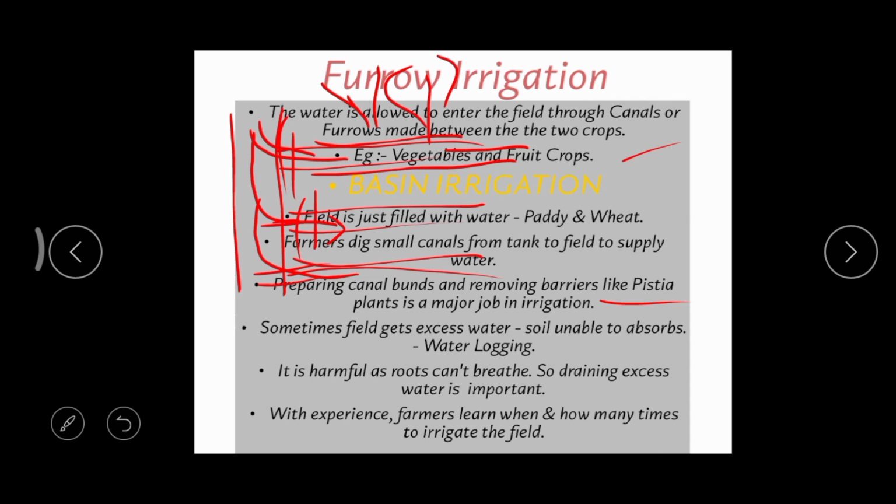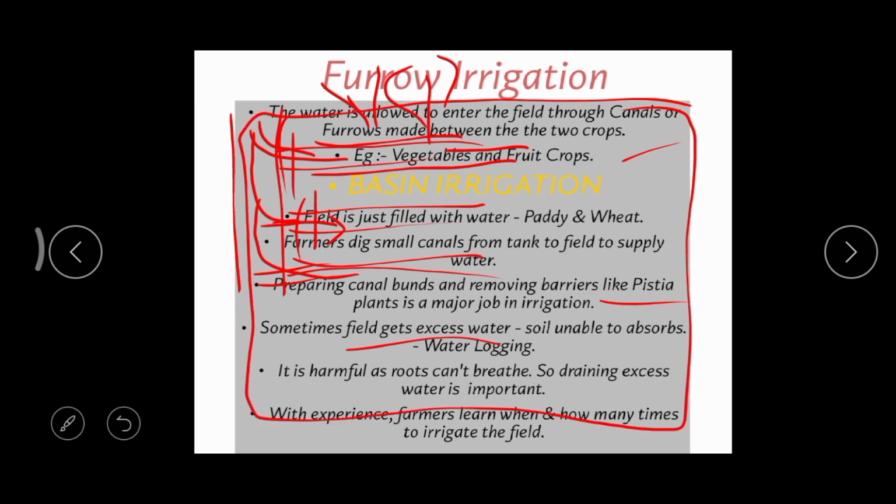And then sometimes the field gets excess water. Whenever we get heavy rains, the field will get more and more water. At that time, say for example this is the whole field and we are getting an excess amount of water, we have to make some opening like this, so that through this opening the excess water will go out.